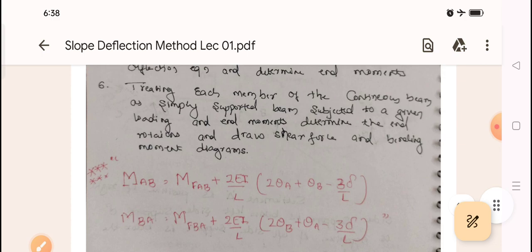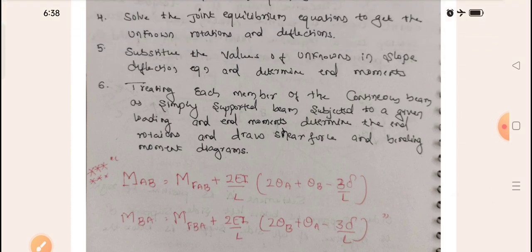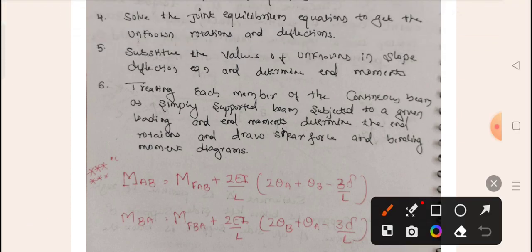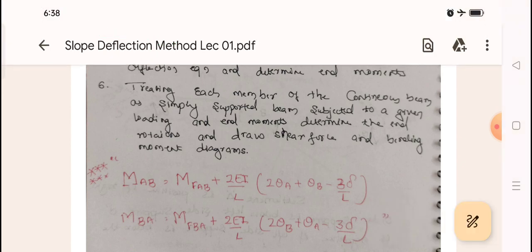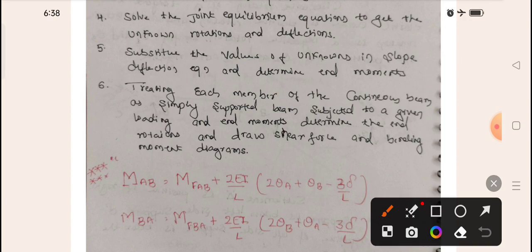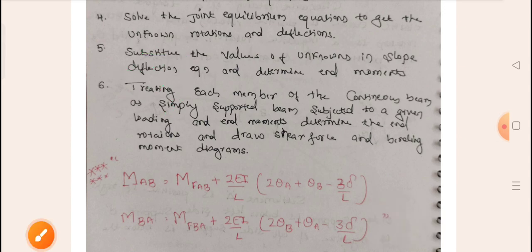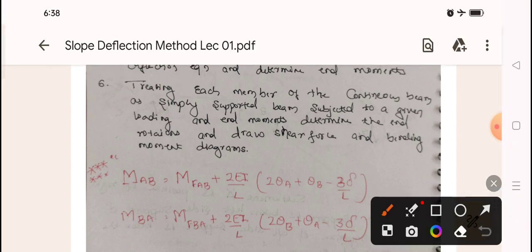method. Okay, so before concluding this session, I will briefly go over the things we discussed. First we discussed what the use of slope deflection is. The slope deflection method is used to analyze continuous beams and frames. This is the first thing we discussed. After that, the slope deflection equation. What is the slope deflection equation?